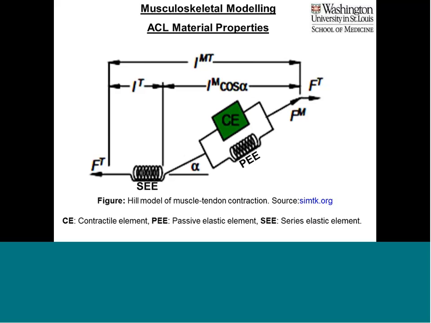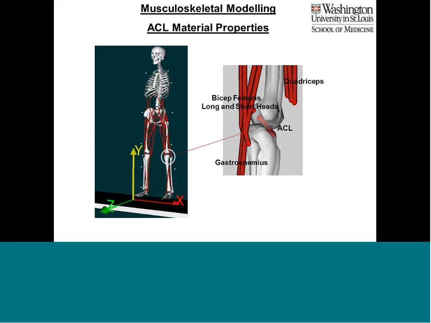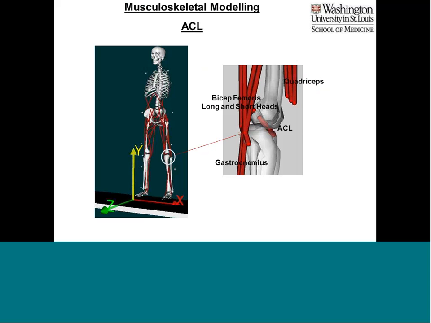However, the ligament is a passive tissue, so I had to take a Thelen model and just negate the contractile element, do away with it, so that I would have a passive tissue as my ACL. So I basically used that passive tissue and inserted it into the knee joint.